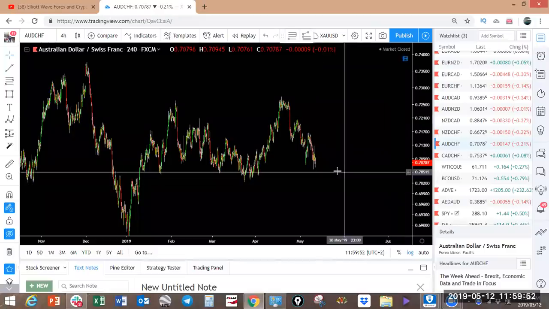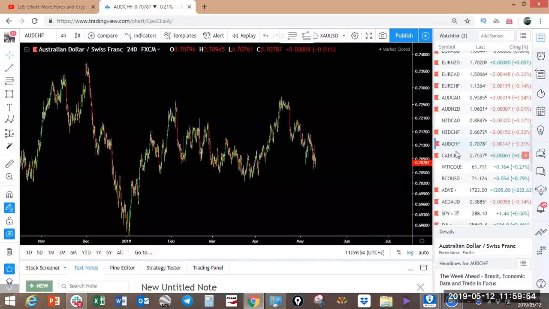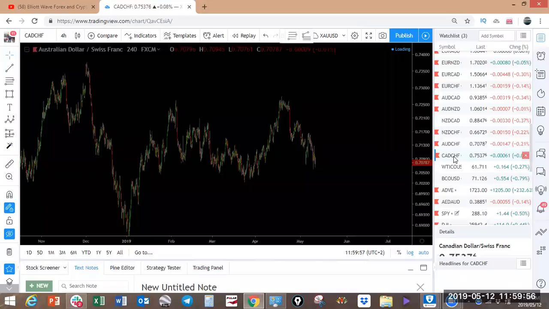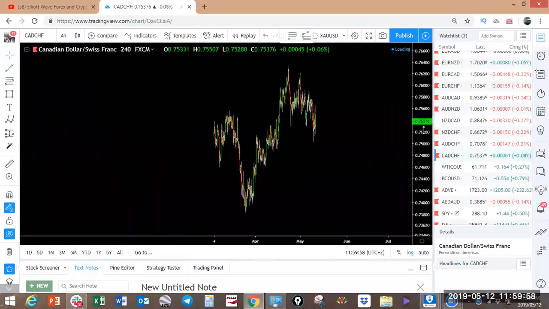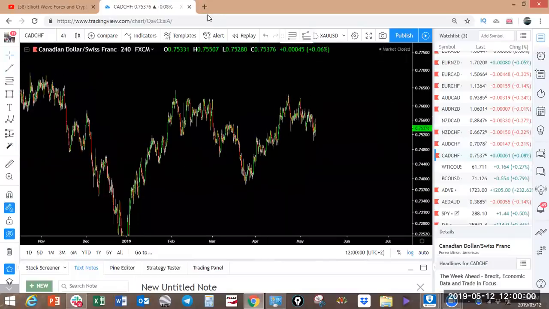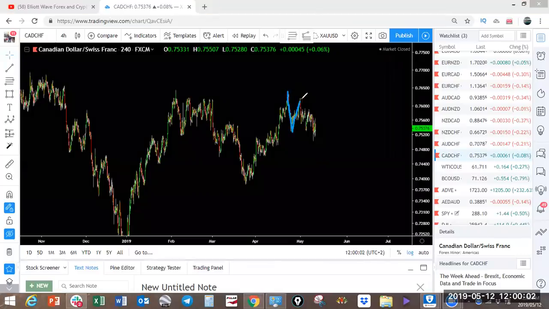Then we have got CAD Chief. CAD Chief looks like it's about to invalidate this level. Let's see if we're going to get a push higher from here. It's not invalidated as yet. It is still a corrective structure. So let's see if we're going to get a bit of a push higher to go retest the top again. I'm just going high level here, guys.